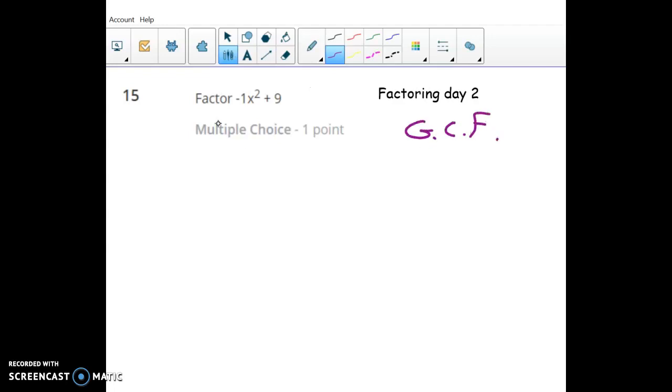Okay, so this one doesn't look like it has a GCF, but if it starts with -1, you generally want to pull that out front. The reason being this x squared then becomes positive, right? And so it's a little bit easier to factor when you have the first term as positive. So we're going to pull that -1 out, which means both of these get divided by -1. So in the back there we have -9 instead of +9.